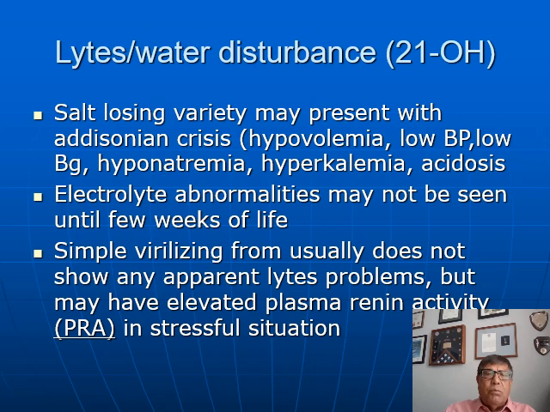Electrolyte and water disturbances are important. The salt losing variety is very dangerous and may present with Addisonian crisis, and Addisonian crisis is characterized by hypovolemia, low blood pressure, low blood sugar, hyponatremia and hyperkalemia. This is the hallmark of Addisonian crisis or adrenal crisis. Low sodium, high potassium. If you see the sodium level is low and the potassium level is low, that's not your CAH or adrenal gland problem. So this electrolyte, sodium and potassium, is very important to see which direction they are going. In the classical form, there will be hyponatremia because they lose sodium, and there is hyperkalemia, acidosis.